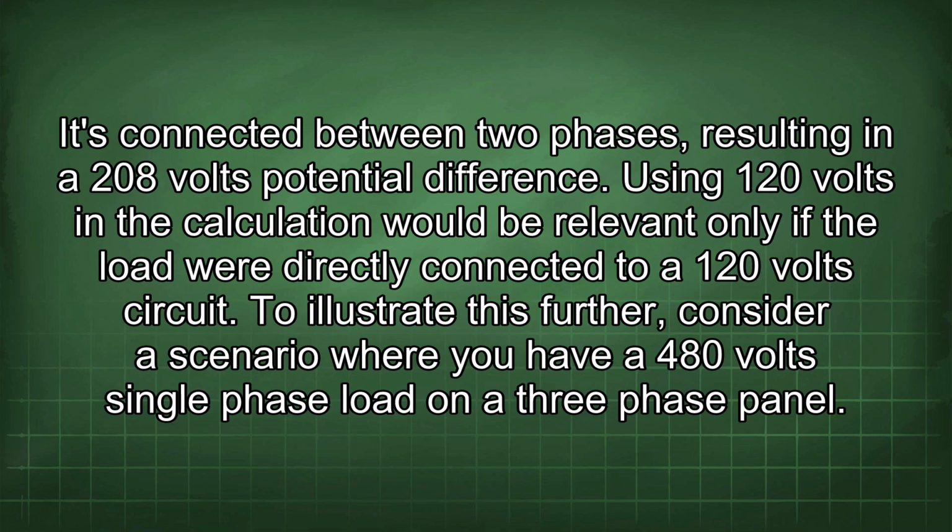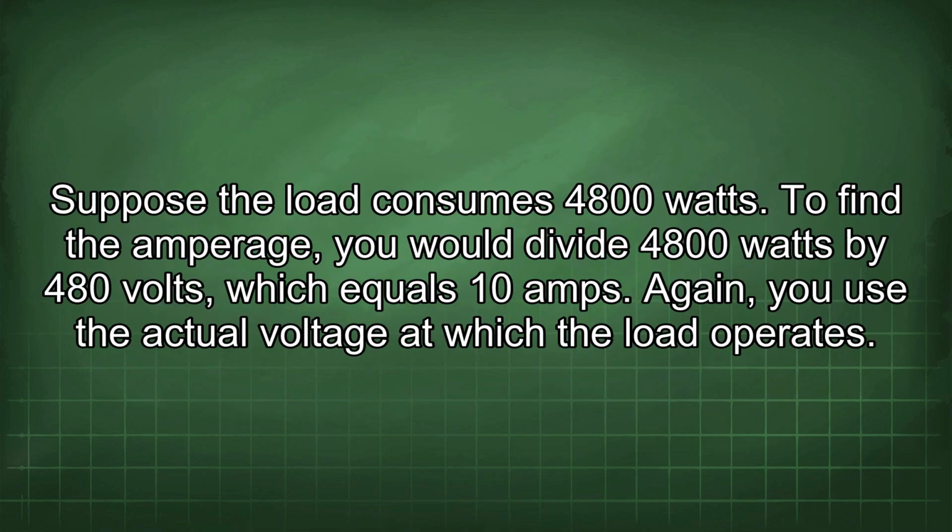Using 120 volts in the calculation would be relevant only if the load were directly connected to a 120 volt circuit. To illustrate this further, consider a scenario where you have a 480 volt single-phase load on a three-phase panel. Suppose the load consumes 4,800 watts. To find the amperage, you would divide 4,800 watts by 480 volts, which equals 10 amps. Again, you use the actual voltage at which the load operates.